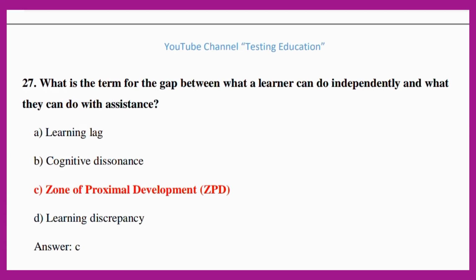Question number 27. What is the term for the gap between what a learner can do independently and what they can do with assistance? Correct option is option C, zone of proximal development.